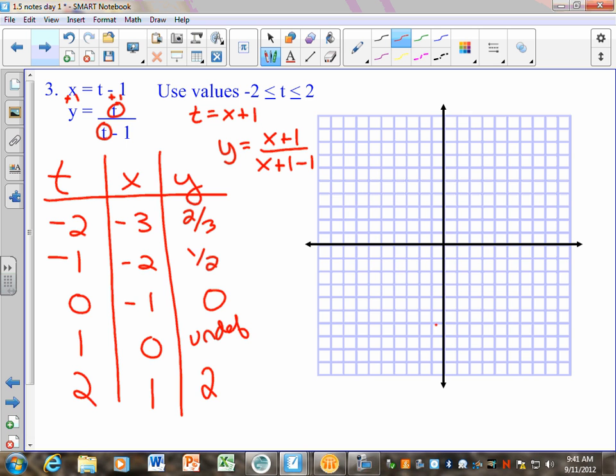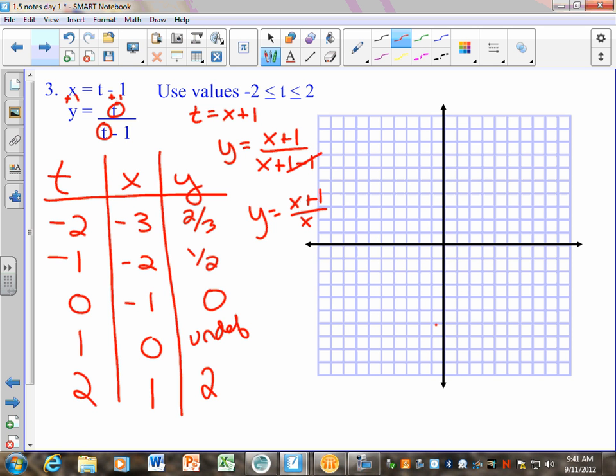Eliminate the parameter, make t go away. You with me on that? I think I can make that look a little nicer there. 1 minus 1 is just 0. So I think I'm going to get x plus 1 over x. Is that right?